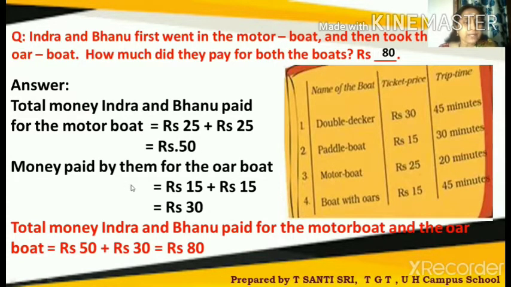Money paid by them for oarboat is 15 plus 15. So it is 30. So total money Indra and Banu paid for the motorboat and the oarboat is, for motorboat 50, for oarboat 30. So 50 plus 30, which is nothing but 80. Let us move to the next question.